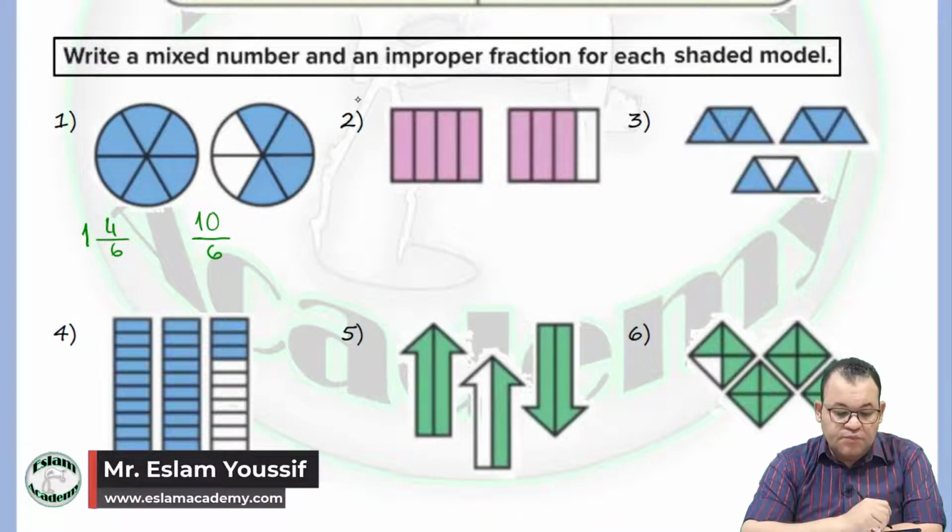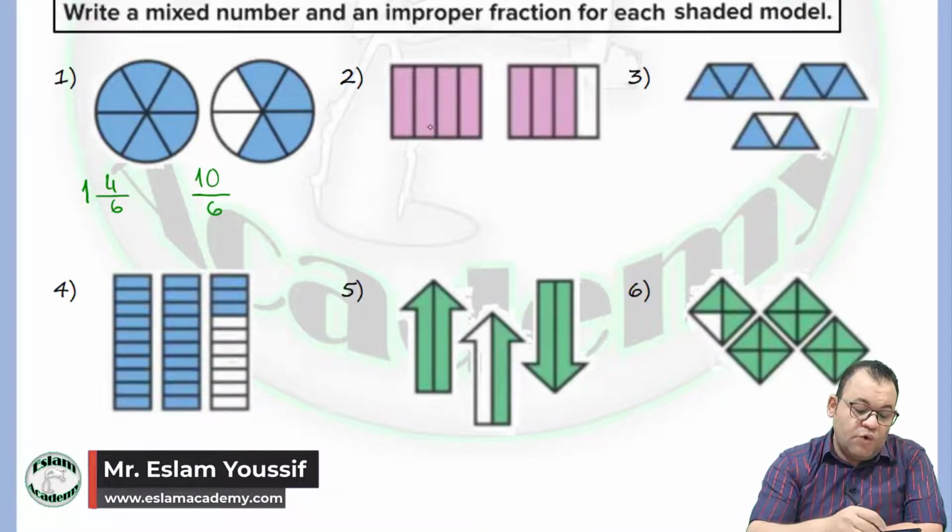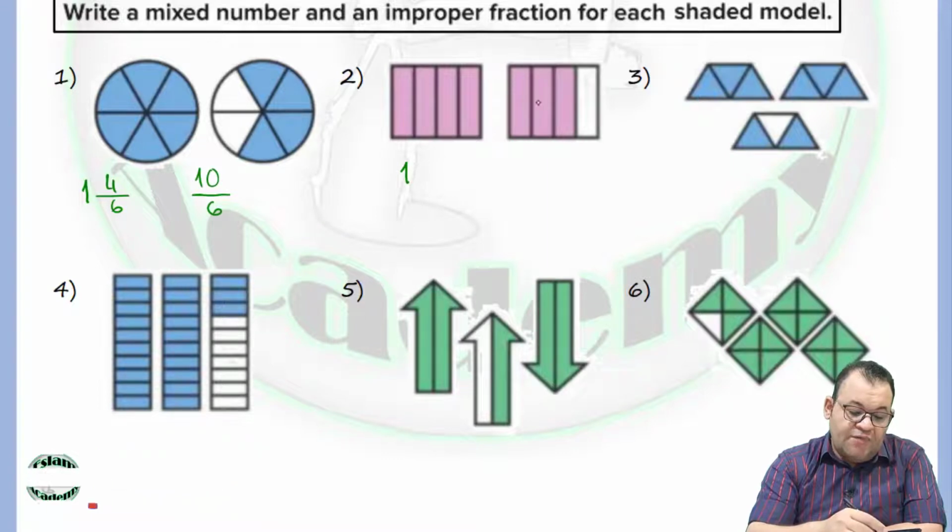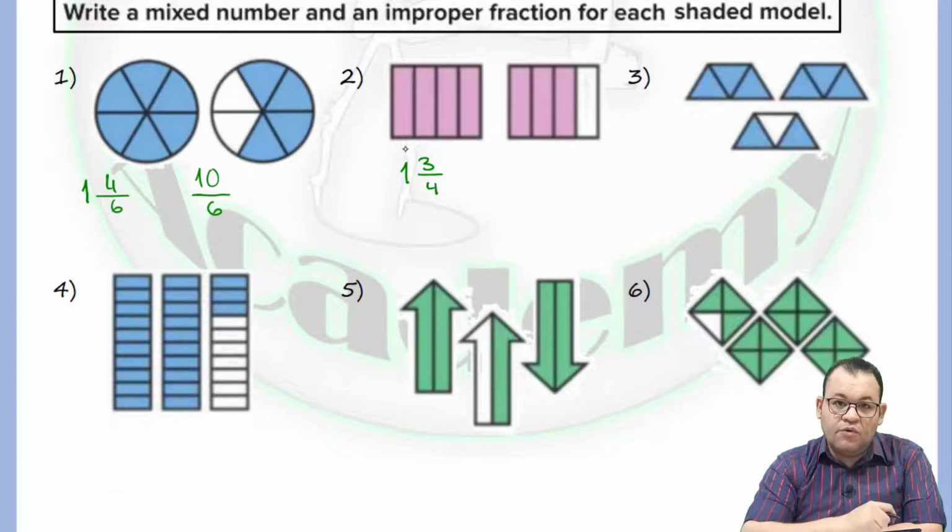Again in question number 2, we have only one whole, and we have 3 parts shaded out of 4. That is the mixed number. If you need to write it as an improper fraction, just write the denominator without any change. Now count how many shaded parts. For the first part we have 4 and for the second we have 3, which means we have 7. So it will be 1 and 3 over 4 as the mixed number, and 7 over 4 as the improper fraction.